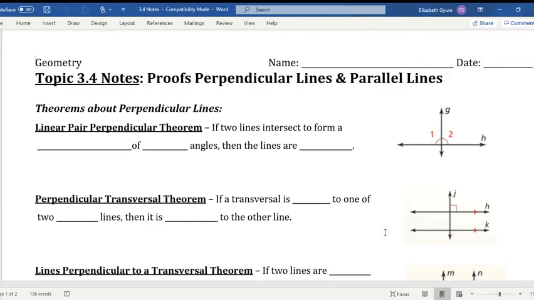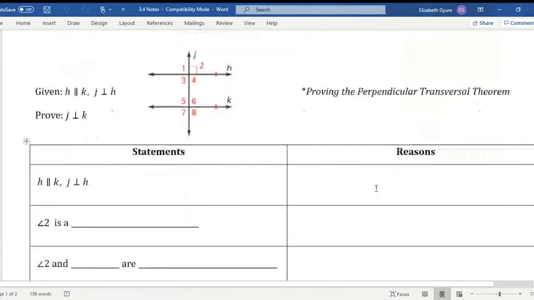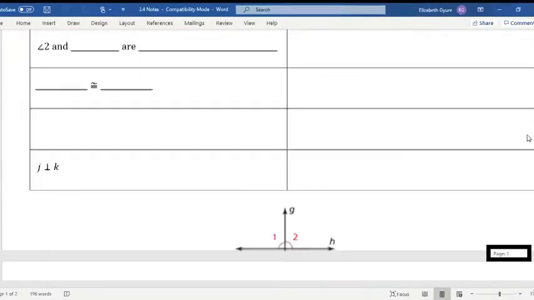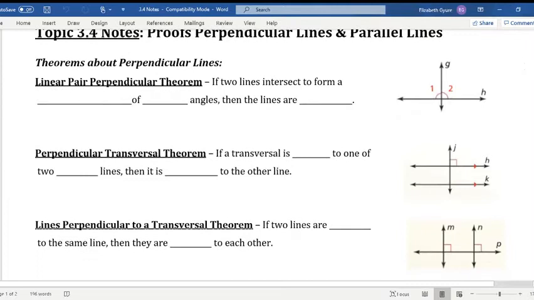Okay? So, proofs about perpendicular lines and parallel lines. I think today's homework's relatively short. Today's notes are pretty short. It's just a couple of proofs. So we have a few theorems to talk about.